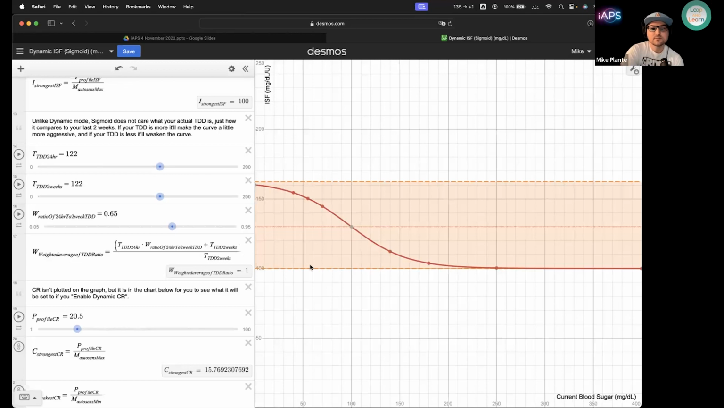I think that's basically what we were saying before. It's hard to set your profile ones based on your autosens values, because they aren't really calculating what it really is. It's not autotune.